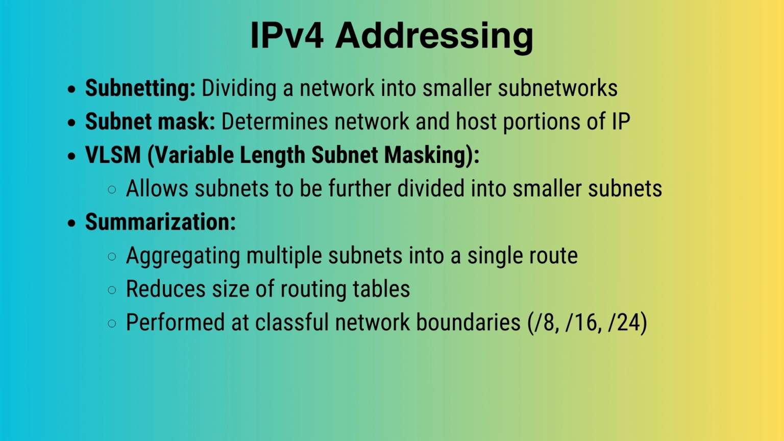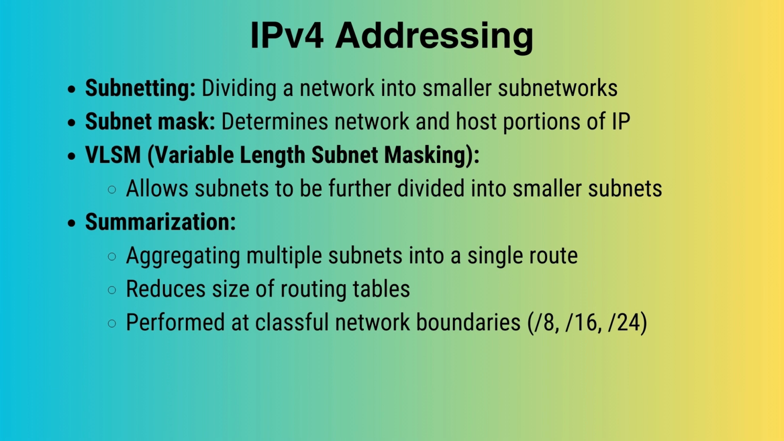For example, in a subnet mask of 255.255.255.0, the first 3 octets, 24 bits, represent the network portion, while the last octet, 8 bits, represents the host portion. VLSM, variable length subnet masking, allows subnets to be further divided into smaller subnets, optimizing IP address usage and accommodating networks of varying sizes without wasting addresses.